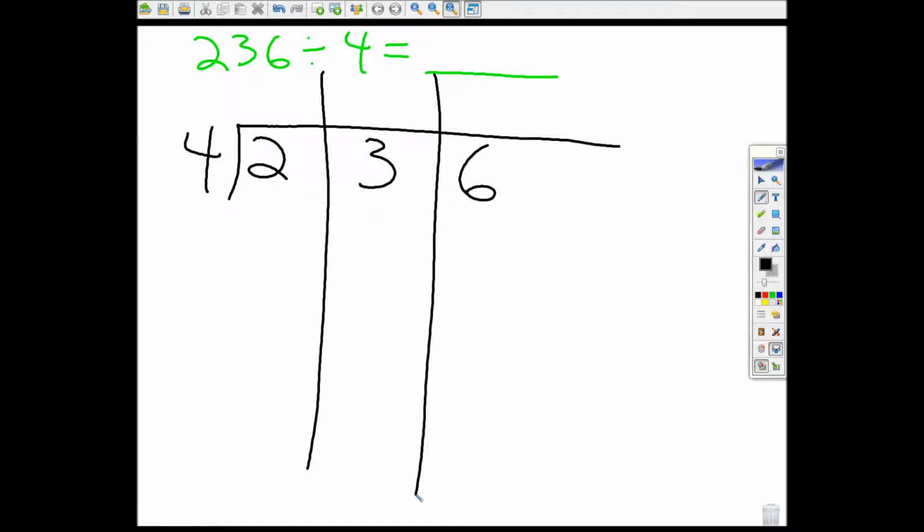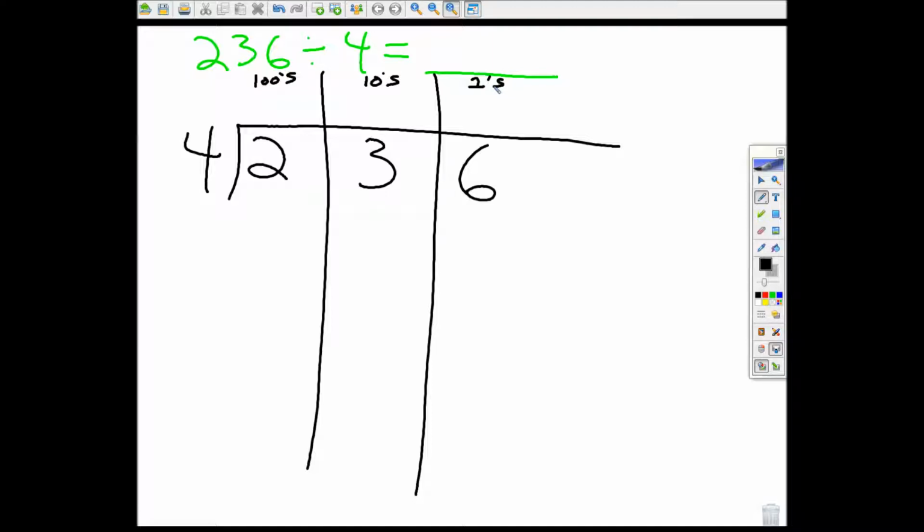236. So this first column is the 100s. The second column, the 3, is in the 10s. And the last one is the 6. This is the 1s. I just want to make sure that we understand these.